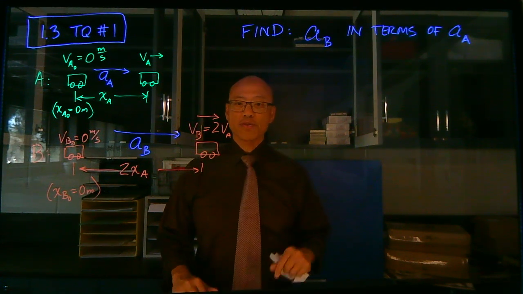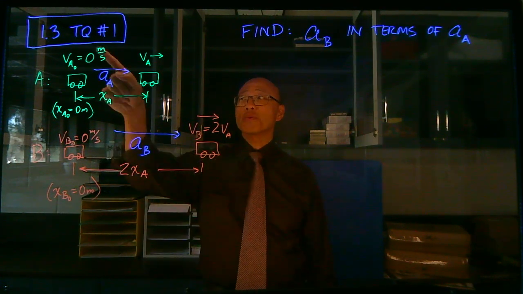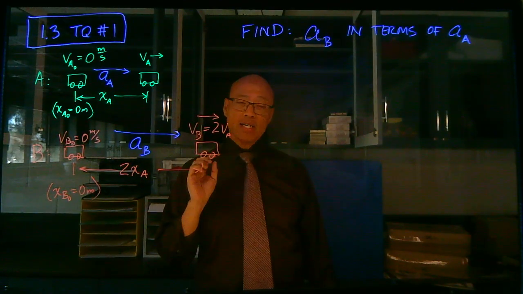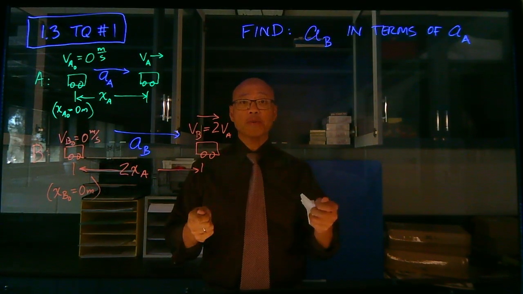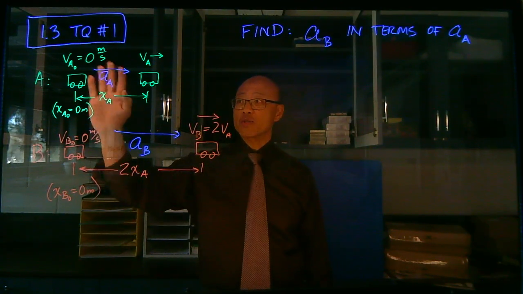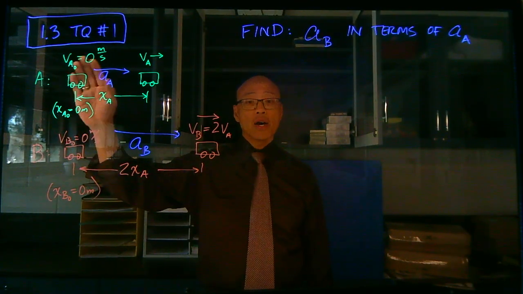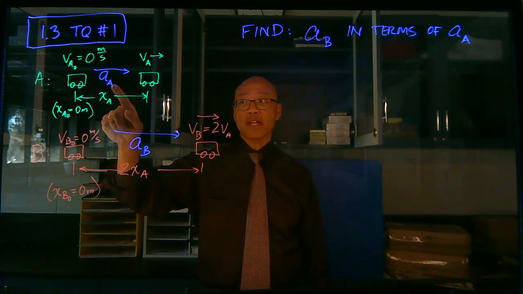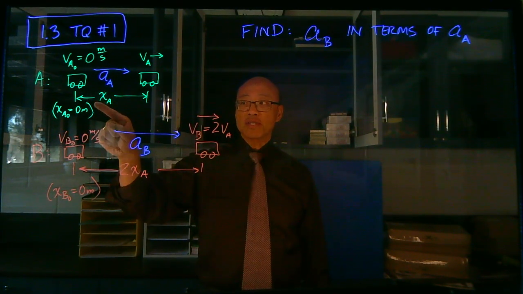All right, this is the solution for topic question number 1 from the 1.3 topic question set. I presume you have the topic question in front of you so you could read the problem again. All right, so in this problem we've got two vehicles, two cars. Car A accelerates from rest, constant acceleration AA, and goes a distance XA.